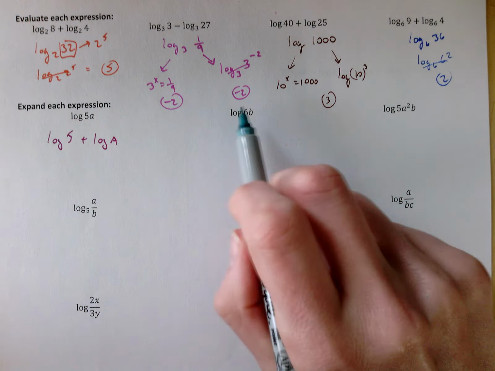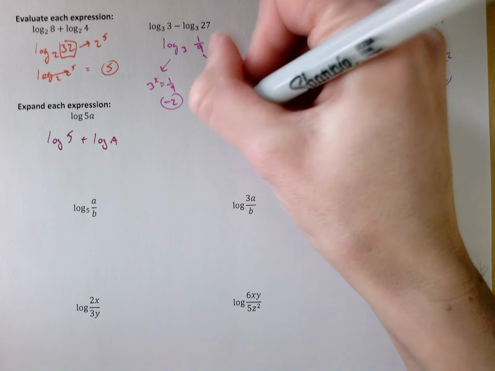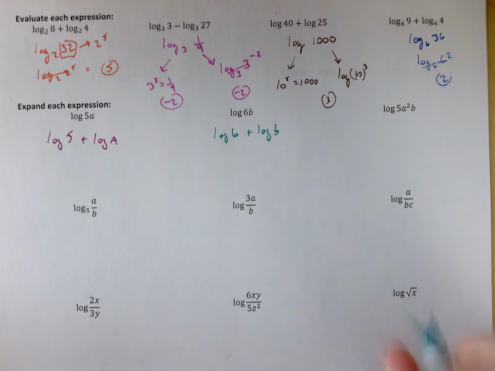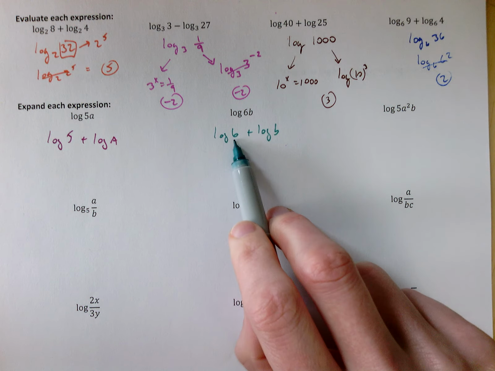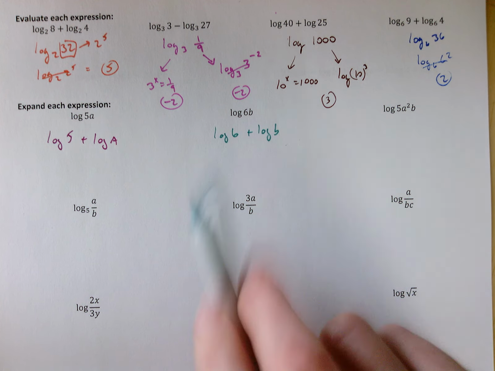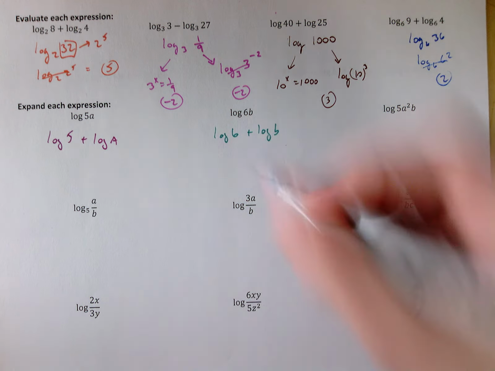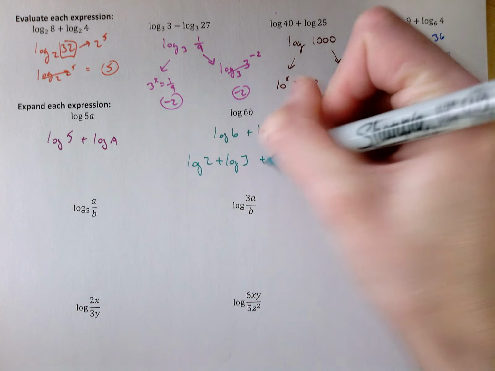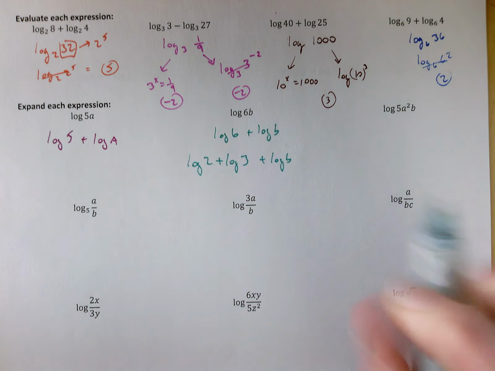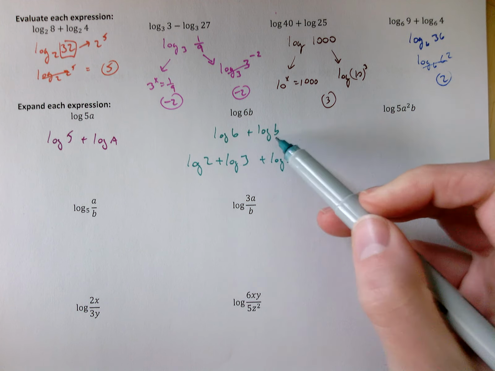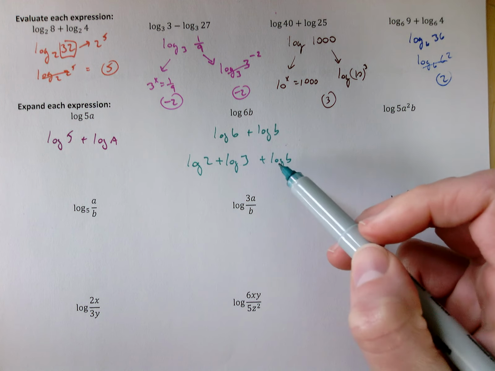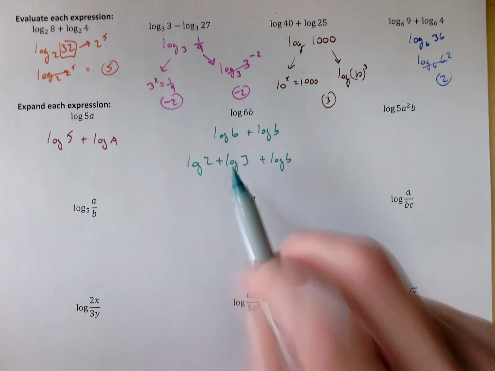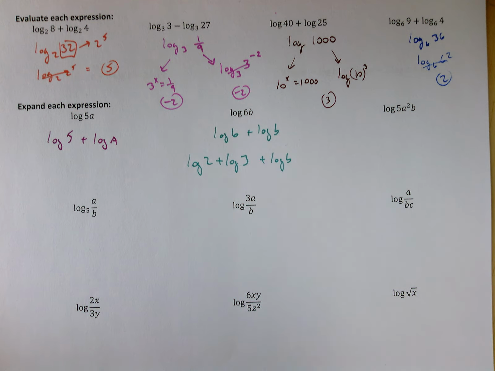All right, this guy, so we can break this into log of 6 plus log of b. But because 6 is a product of 2 factors, we can actually break this down more. Okay, so we can break this down into log of 2 plus log of 3 plus log of b. Okay, you can skip this middle step if you want to, but you do need to expand it the whole way. Okay, so anything that you have that's not a prime factor, you need to break it down into the product of primes.